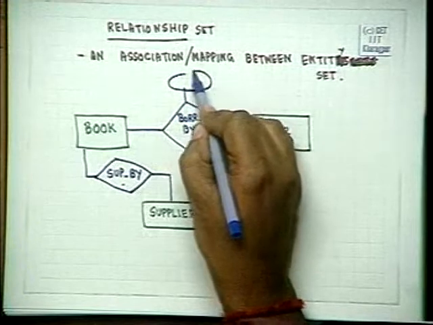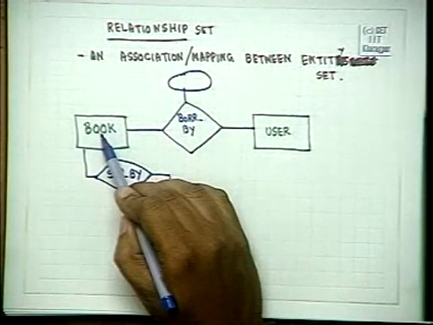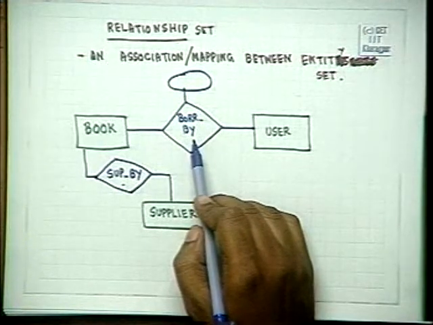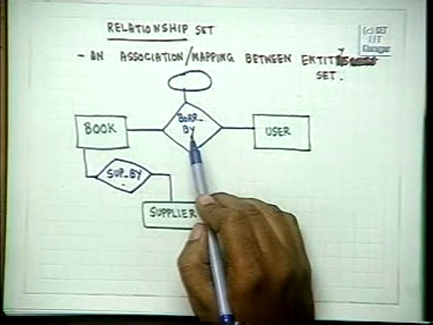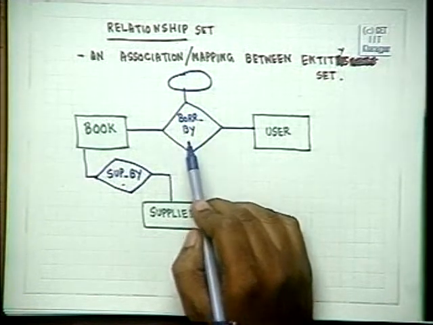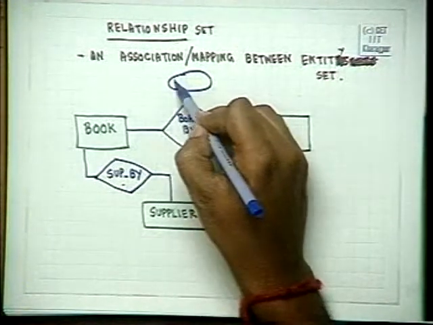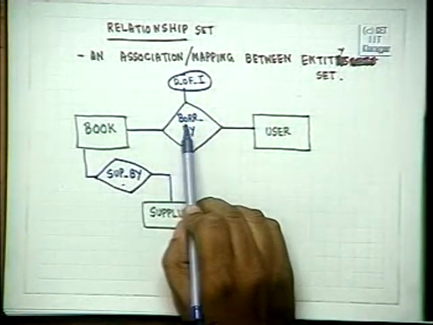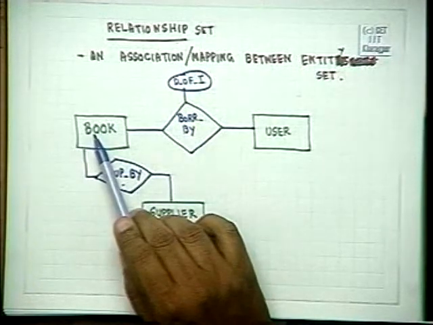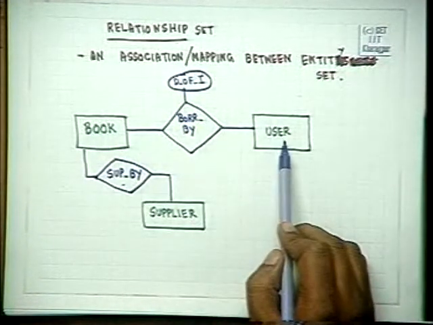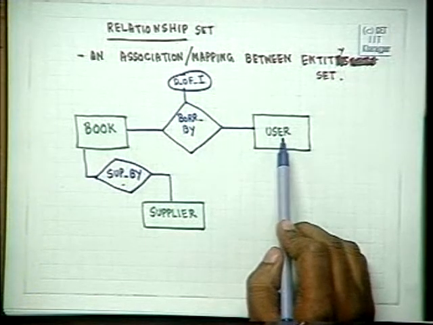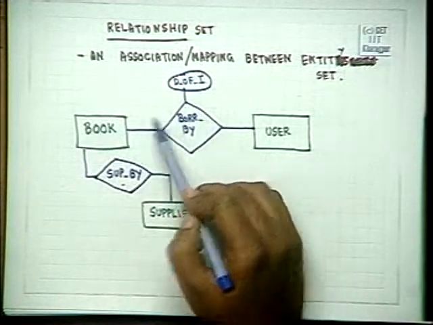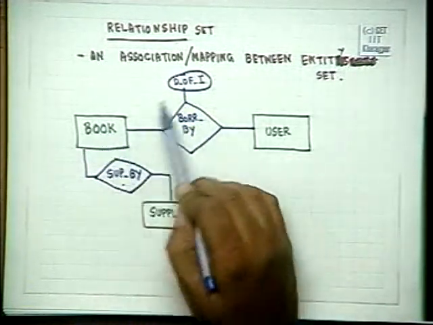Moreover, other than the attributes of the book and the user, a relationship may have its own attribute, an attribute which is corresponding to this relationship and this relationship alone. For example, date of issue may be an attribute which may not be an attribute of the book, nor is it an attribute of the user, because the user may have issued 5 books. Whereas for this particular relationship, this attribute is there.